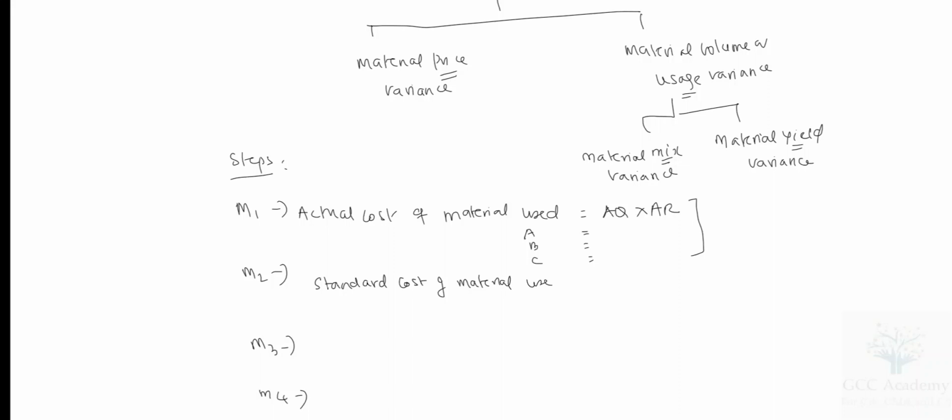Then M2, standard cost of material used. So actual quantity into standard rate. Very important. The actual rate, actual quantity and all will be given to you, don't worry. So we need to just apply that and get the figures.